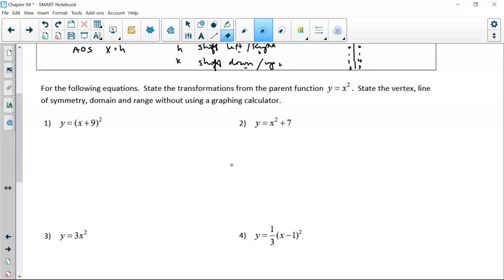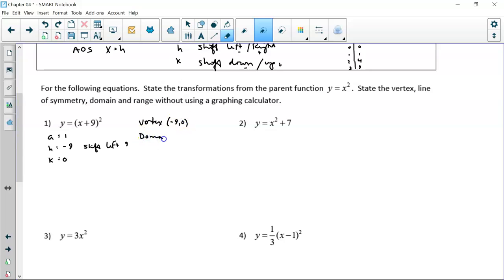So looking at this, a, h, and k. A is 1, that's our leading coefficient. H is -9, we have to change the sign, and k is 0. So what that's telling us is that our only transformation is we're going to shift left 9. So looking at this, our vertex is at (-9, 0).